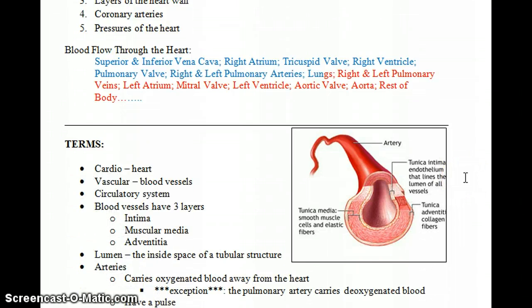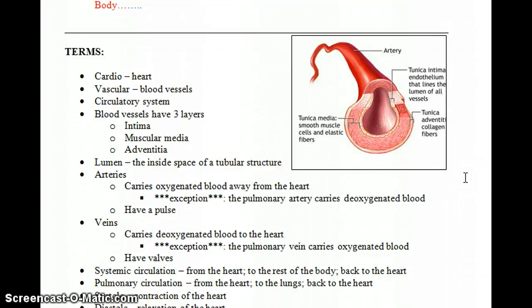Then there are some other general terms that you need to be familiar with. First of all, the word cardio means heart. The word vascular means blood vessels, hence the cardiovascular system, or it could be called the circulatory system.